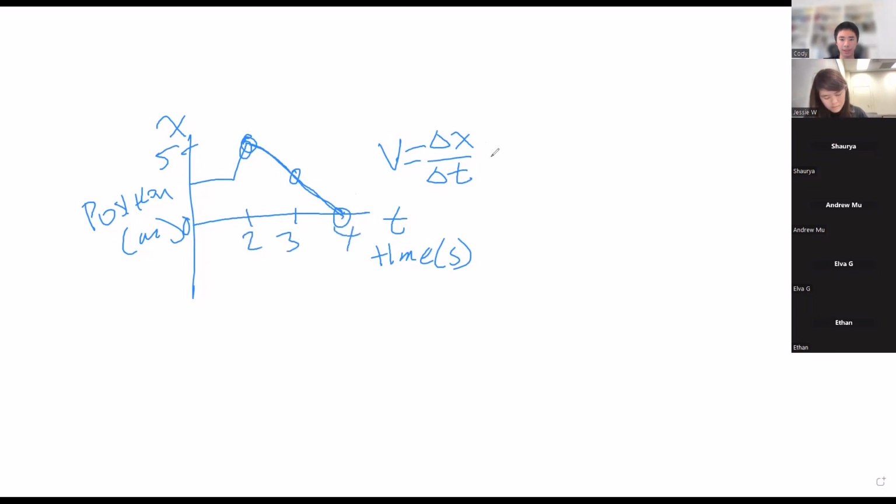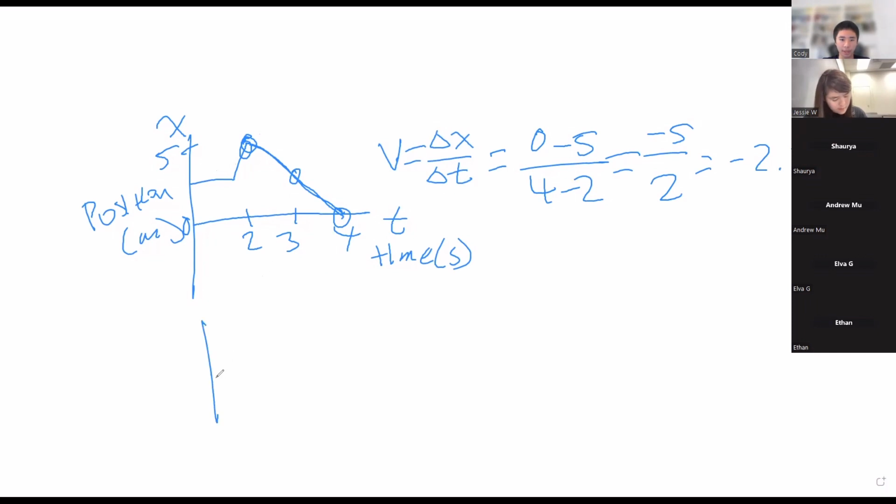So then you do change in position. Initially it's at 5, and then it ends up at 0. So 0 minus 5 over 4 minus 2. Your velocity would be negative 2.5 meters per second, because you're going from the position 5 to the position 0, and it takes 2 seconds. So the slope of a position time graph is equal to velocity.